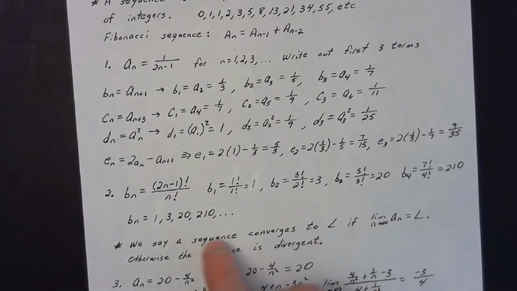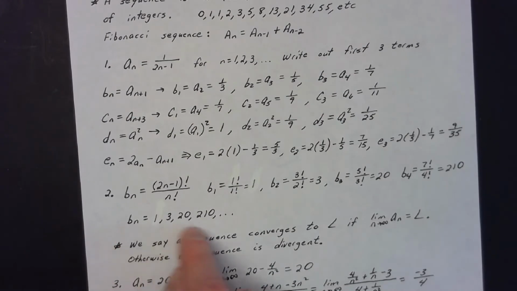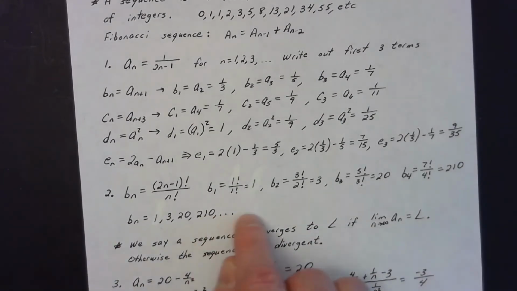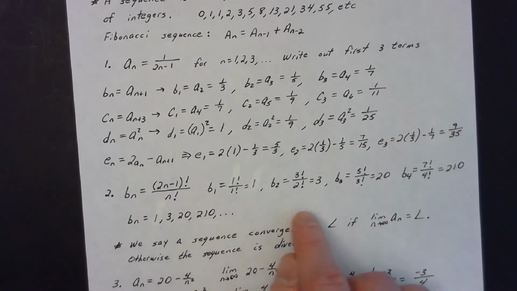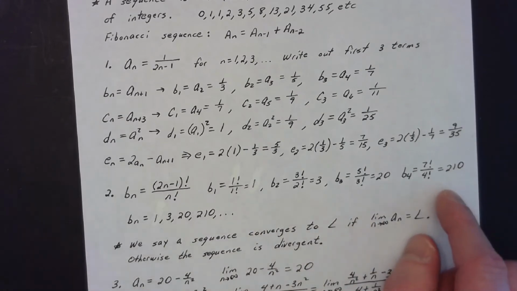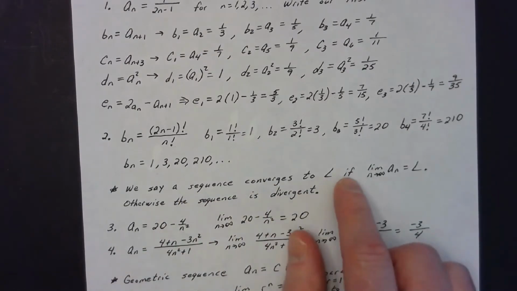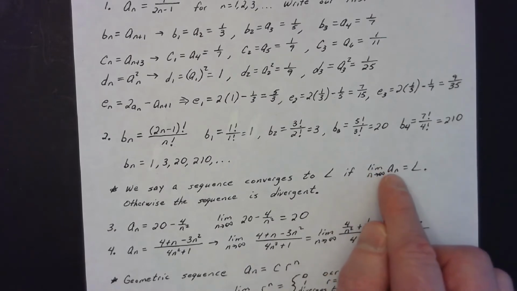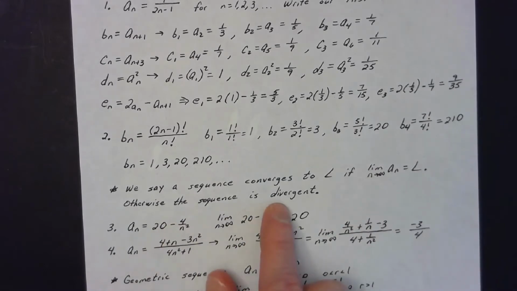Now, that leads me to this next idea here. This sequence B sub n is going to diverge. The reason it diverges is because it's not going to reach any one number. It's just going to keep on getting larger and larger. So we say a sequence converges to L if the limit as n approaches infinity of the a sub nth term of the sequence is equal to L. Otherwise, we just say a sequence is divergent.